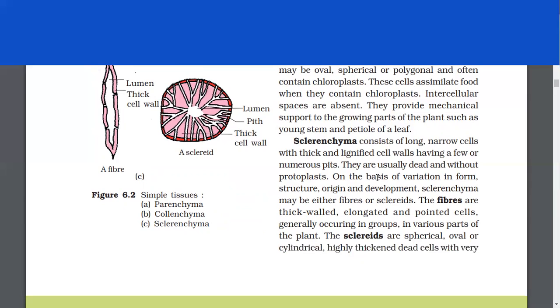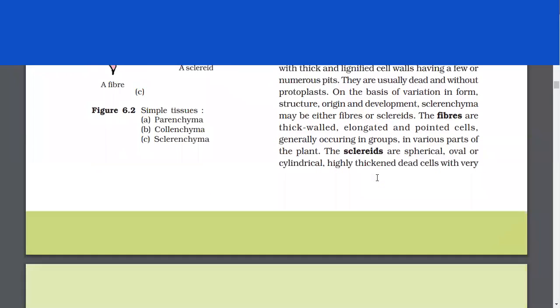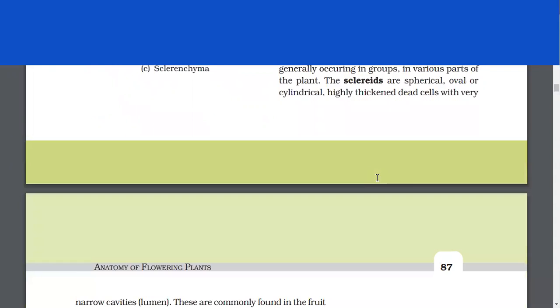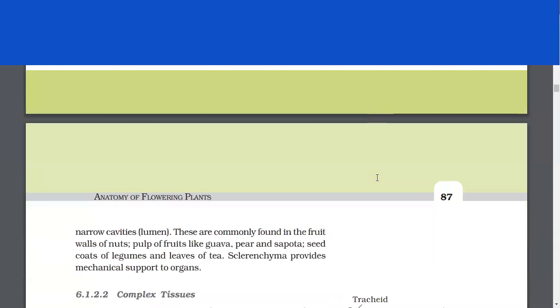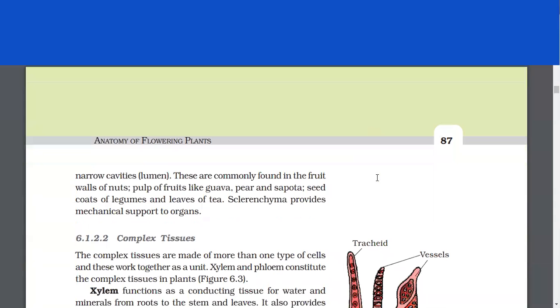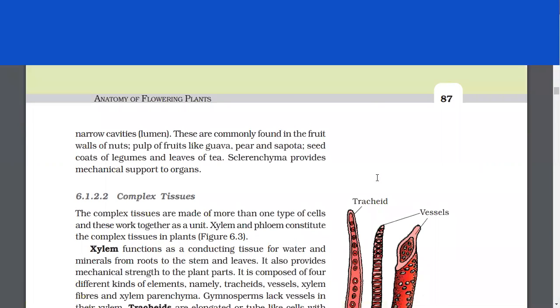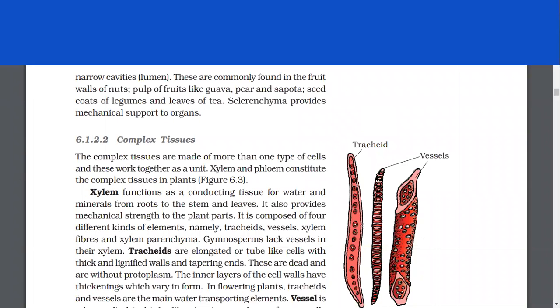The fibers are thick-walled, elongated, and pointed cells generally occurring in groups in various parts of the plant. The sclereids are spherical, oval, or cylindrical, highly thickened dead cells with very narrow cavities called lumen. These are commonly found in the fruit walls of nuts, pulp of fruits like guava, pear, and zapota, seed coats of legumes, and leaves of tea. Sclerenchyma provides mechanical support to organs. Complex tissues.